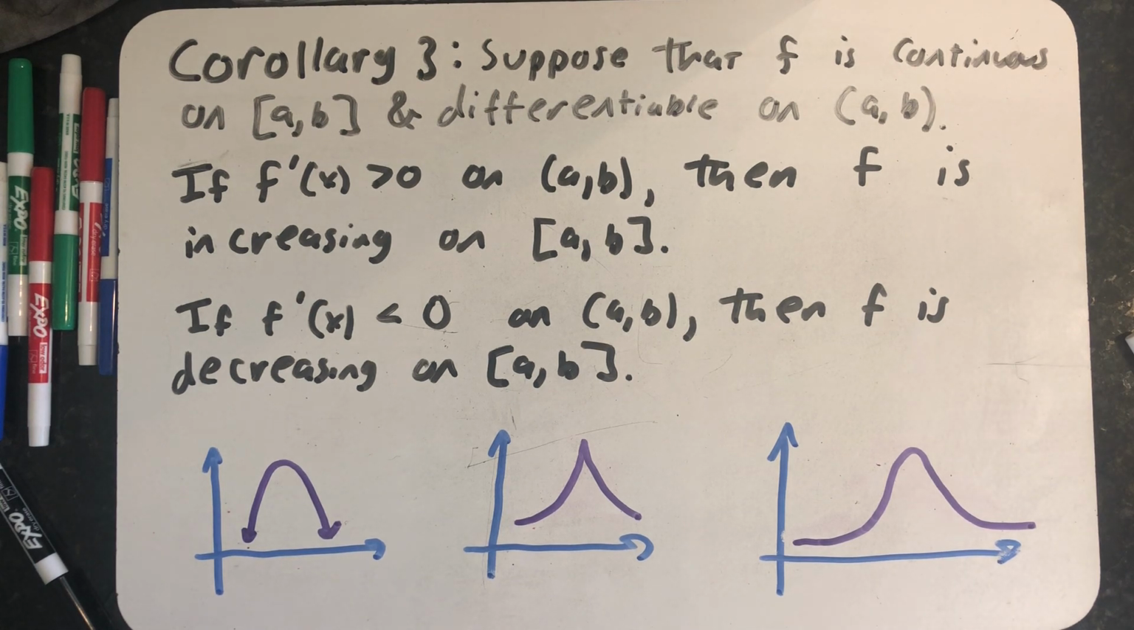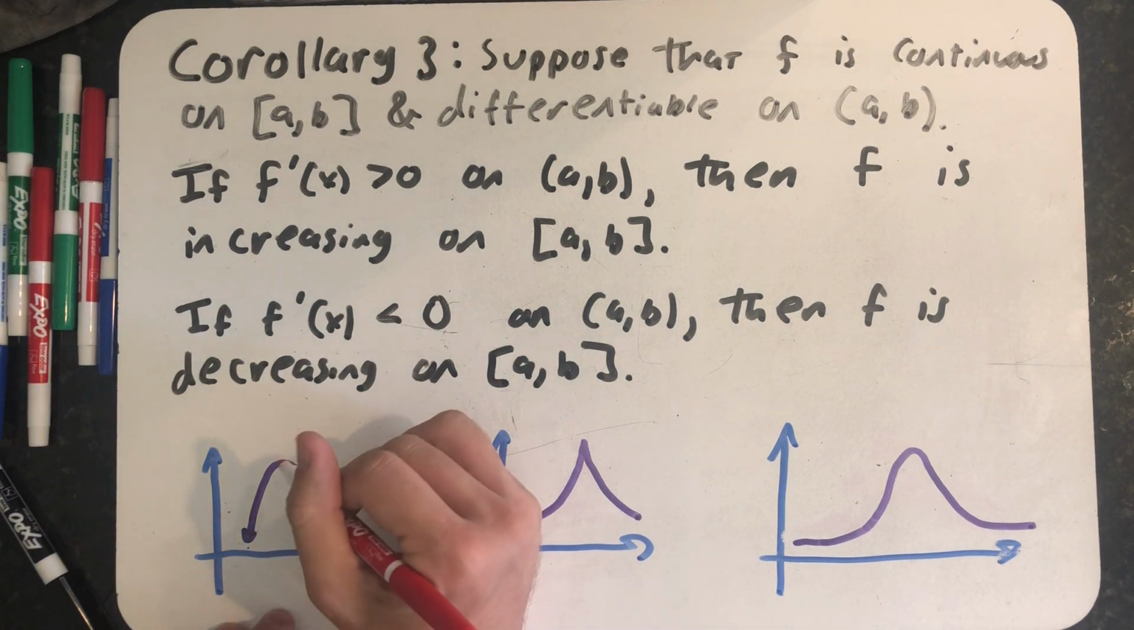More formally, suppose that f is continuous on the closed interval [a, b] and differentiable on the open interval (a, b). If f prime of x is bigger than 0 on the open interval (a, b), then f is increasing on the closed interval [a, b]. If the first derivative is less than 0 on the open interval (a, b), then f is decreasing on the closed interval [a, b].